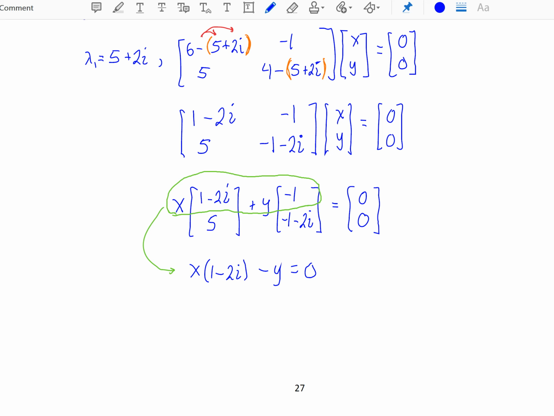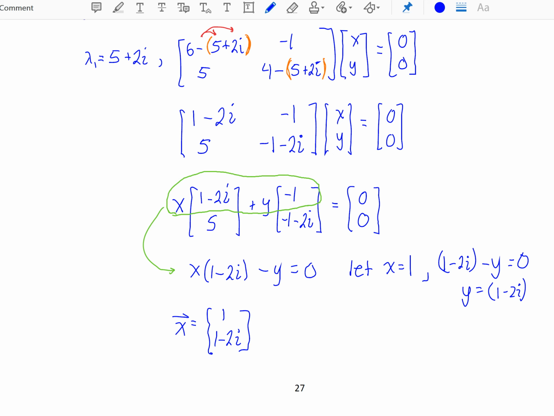Here, what I'm going to do is let x be a value. For example, what if x is 1? If x is 1, then this equation reduces down to 1 minus 2i minus y equals 0, which gives y equal to just 1 minus 2i. This gives us our vector x with a first component that's 1 and a second component that's 1 minus 2i.